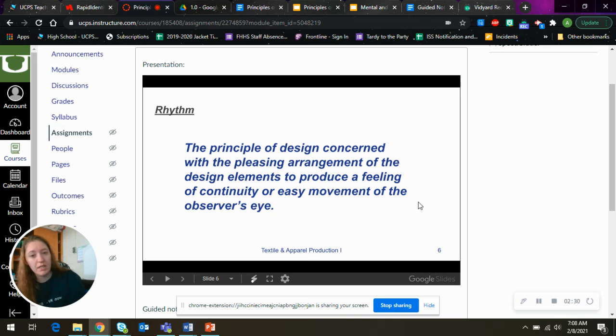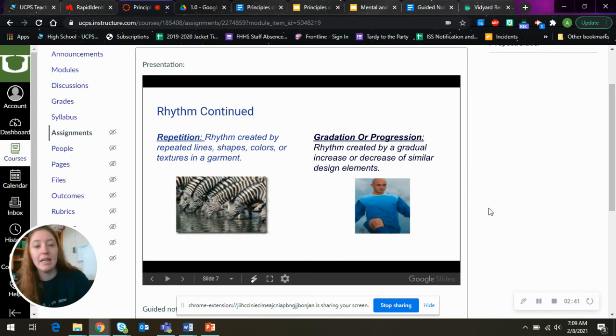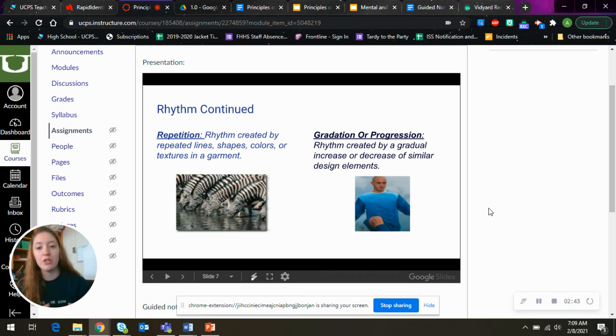Rhythm is the principle of design concerned with pleasing arrangement of the design elements to produce a feeling of continuity or easy movement of the observer's eye. And there are 4 different types. So repetition is when something is being repeated over and over again.